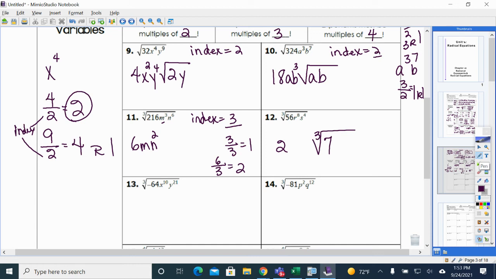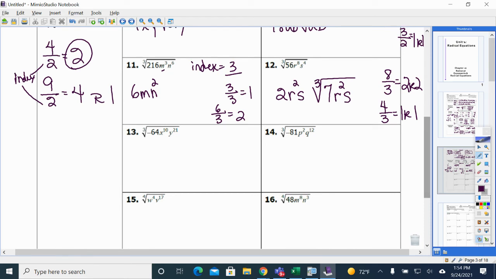Now let's look at our r's. You're going to take the 8 that's on the r, divide by the index, which is a 3. How many times does that go evenly? Well, 3 times 2 is 6 with a remainder of 2. So r squared on the outside, r squared on the inside. S to the 4th. 4 divided by 3 goes one whole time with a remainder of 1. So there will be an s to the first power on the outside and an s to the first power on the inside.